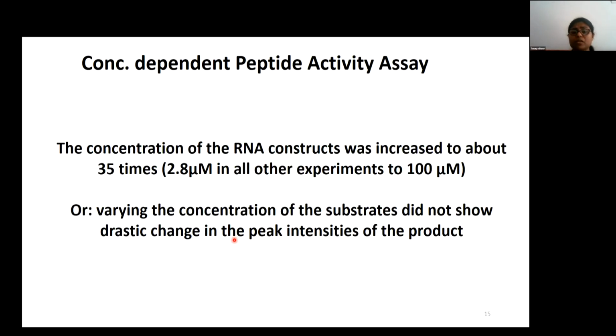Next, we attempted to find out the role of concentration on the peptide activity assay. For this, we increased the concentration of the RNA constructs about 35 times, from 2.8 micromolar, which was used earlier, to 100 micromolar. Increasing the concentration of the RNA construct 35 times did not drastically change the amount of product formed, nor did varying the substrates.